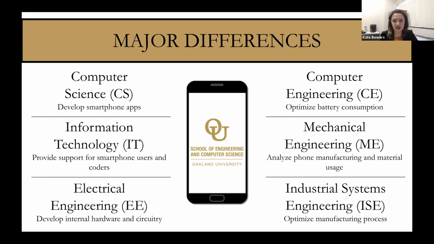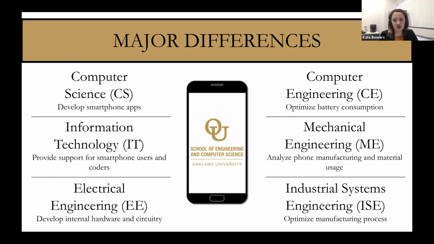Then there's also mechanical engineering, where they might analyze the manufacturing process of the phones. In a factory, you have all these robots that might assemble the phones. Mechanical engineers might work on the development of those robots. They also might look at the material usage. So for example, the glass on your smartphone: what's most durable and not going to shatter, but also still pretty user friendly and very responsive?